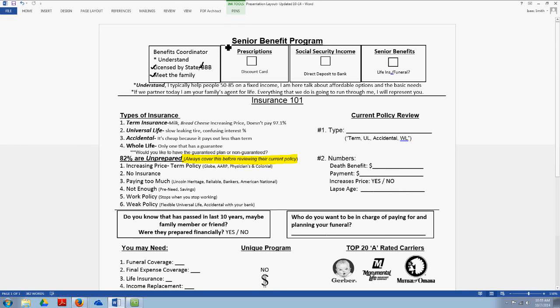Okay, there's 3 things I'm going to help you out with today. There's prescriptions, Social Security income, make sure you're getting it, and then also the senior benefits. So first thing, how are you doing as far as prescriptions go, as far as affordability? You know what? Go ahead and go grab those for me real fast. Yeah, just go grab your prescriptions. No big deal.